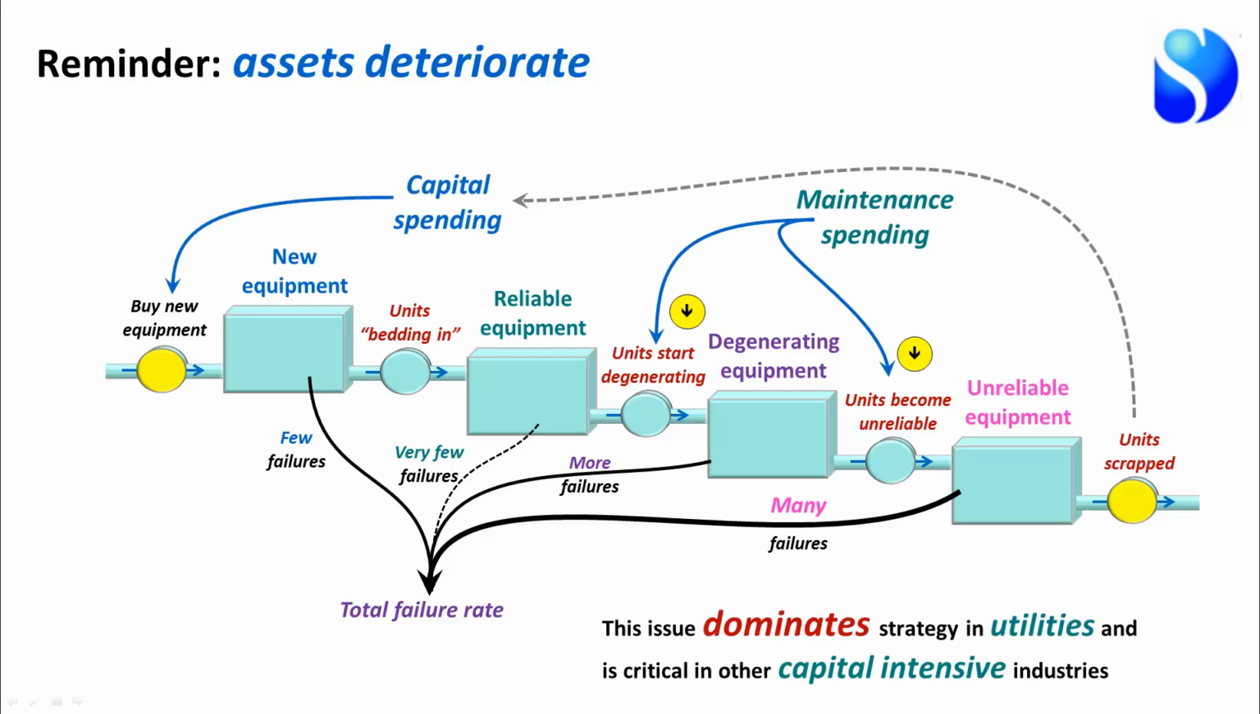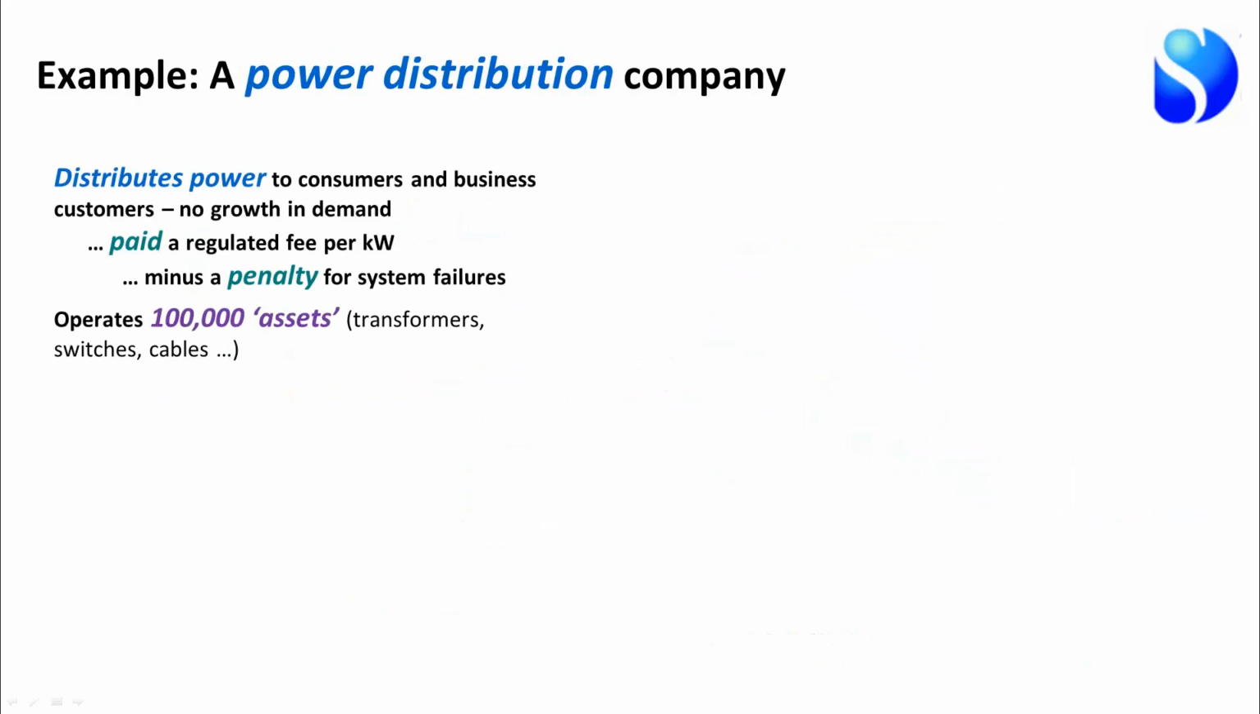And we explain how companies spend maintenance money to slow down that deterioration rate, and they spend capital to replace equipment that's got to be scrapped. And we mentioned that this issue dominates strategy in utility companies like water and power, but it's critical in other capital-intensive industries like the oil industry and mining and steel. What we're going to do is look in a bit more detail at a particular example of how this is used. And this example concerns a power distribution company.